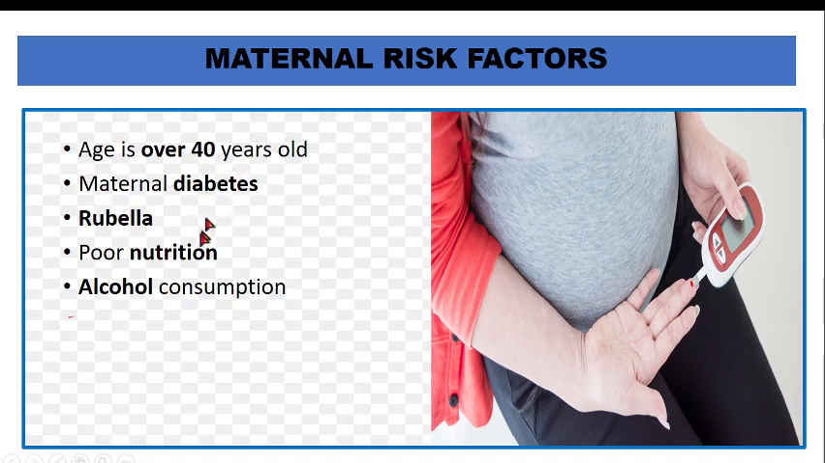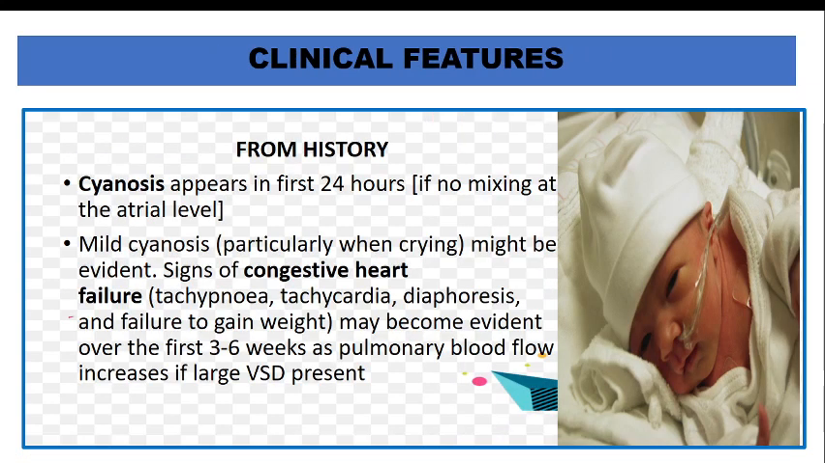If the mother has diabetes, or rubella during pregnancy, which is very dangerous for cardiac defects, or if the maternal nutrition is not so good, or if the mother has a habit of taking alcohol. So these are the maternal risk factors. If these factors are there, there are chances that the child born of such a pregnant mother may have transposition of the great vessels.